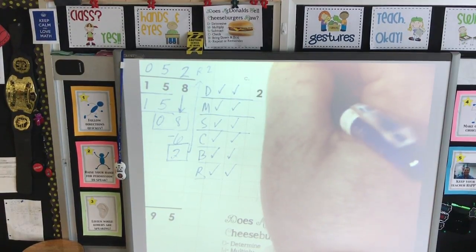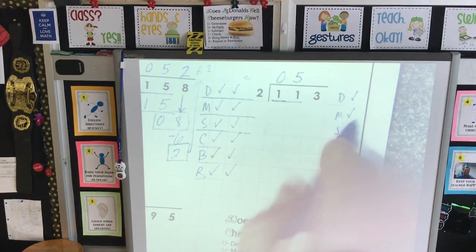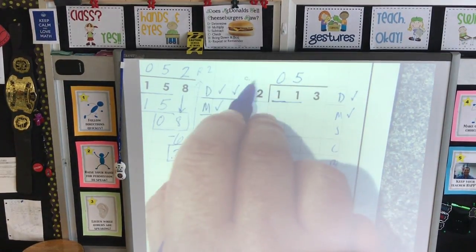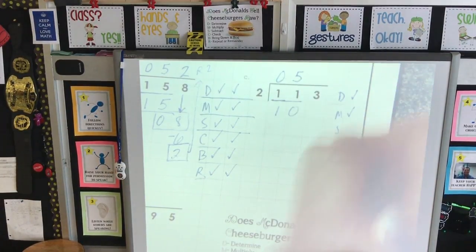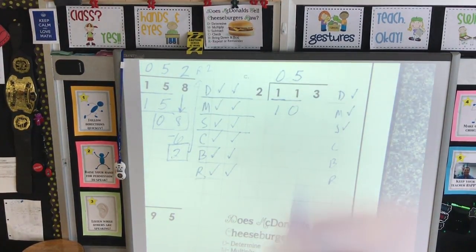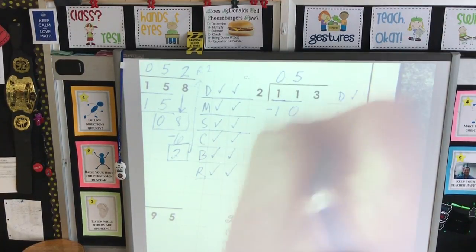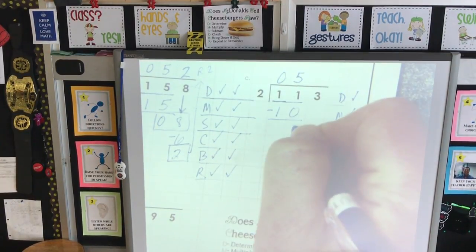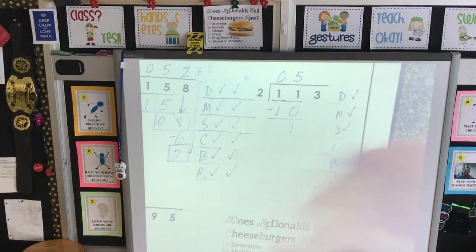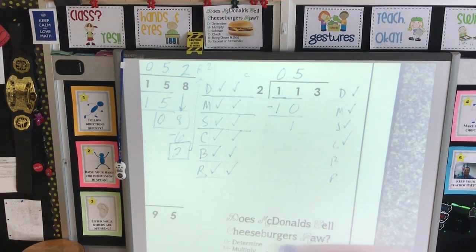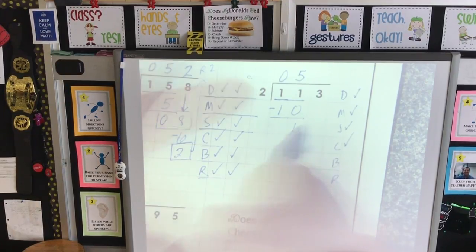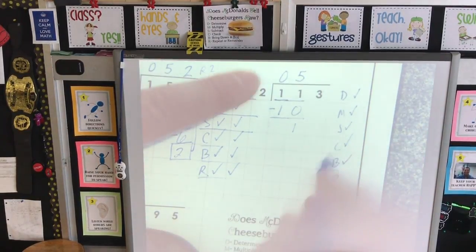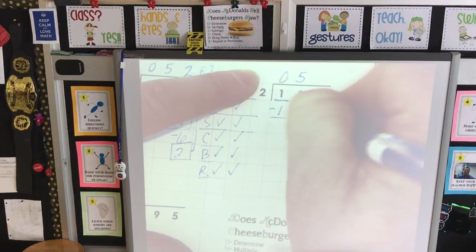So 2 times 5. Let's multiply. Check it off and do it. Ready? Go. M means multiply. 2 times 5 equals 10. Okay, now S, go. Subtract 11 minus 10 equals 1. So we just found out how much we have left over. Okay. C means check. Is the king happy? Yes. Okay. B, go. Bring down the 3 in box.